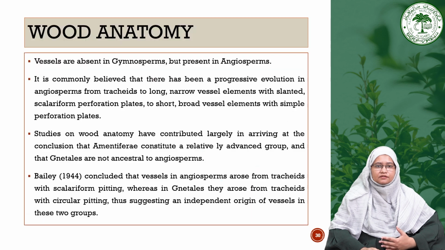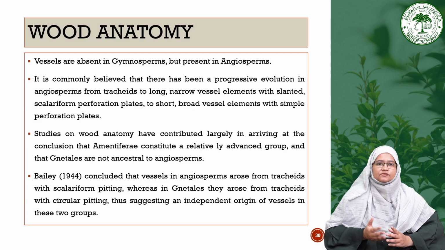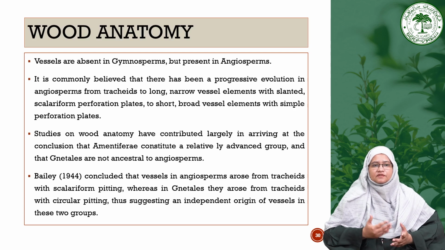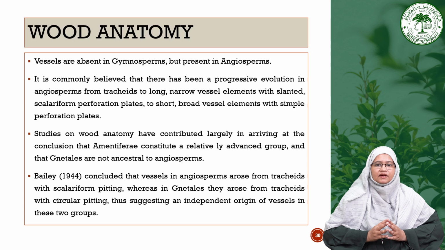So if we see the wood anatomy, as we have all seen, the vessels are absent in gymnosperms but present in angiosperms. So we can identify the woods of gymnosperms on the basis of just the vessels. It is commonly believed that there has been a progressive evolution in the angiosperms from tracheids to long, narrow vessel elements with slanted scalariform perforation plates to short, broad vessel elements with simple perforation plates. So those plants which have multiple perforation plates are termed primitive, while the simple perforation plates are termed the most advanced type.